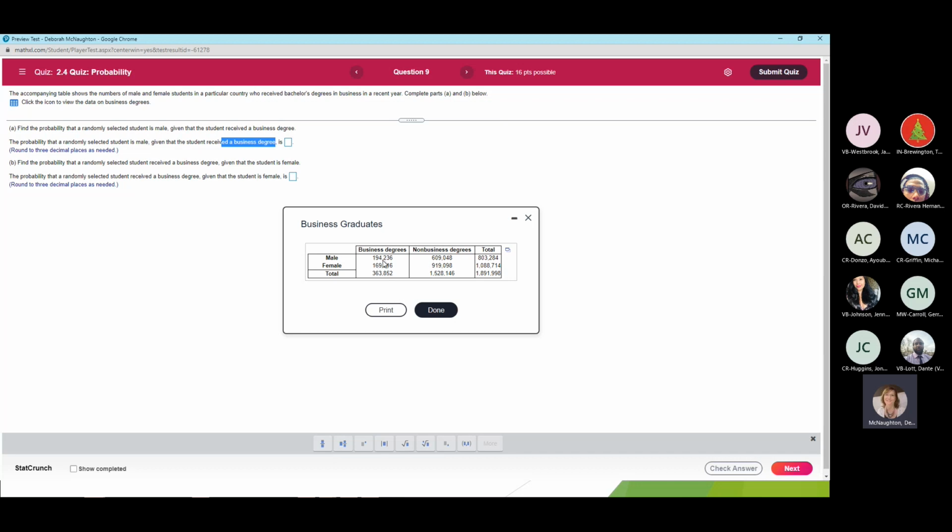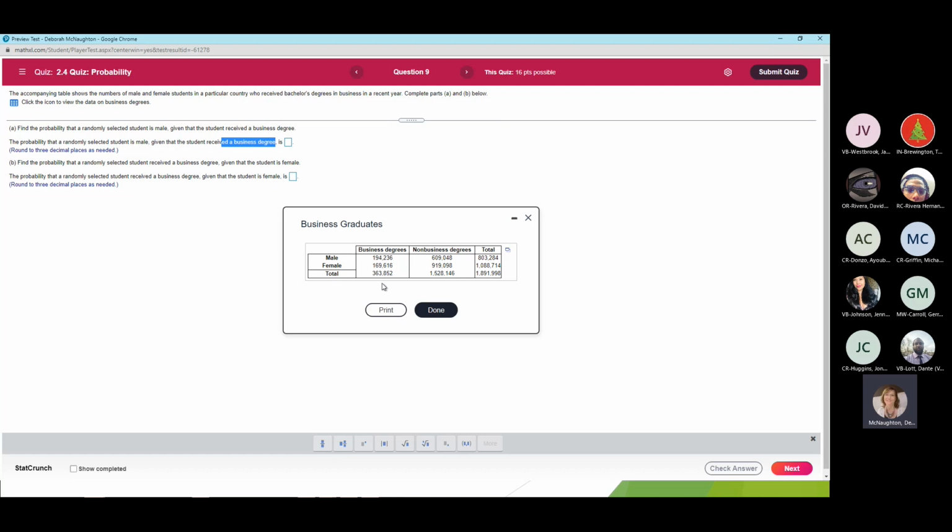But the reason it works that I can just take this divided by this is that the probability I'm male and have a business degree is the 194,236 divided by the total number of people. And the probability I have a business degree is the 363,852 divided by the total here. And basically when you divide those, the totals cancel out. So I can just take this divided by this. And the reason it makes sense is that these are only the people who have business degrees. So when it says given I have a business degree, I only need to look at this column.